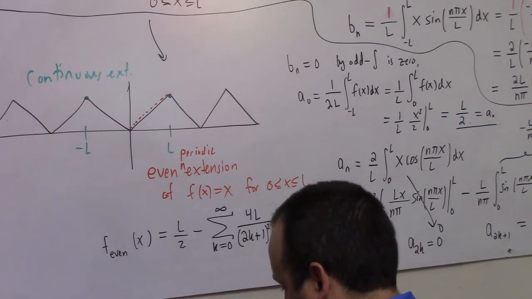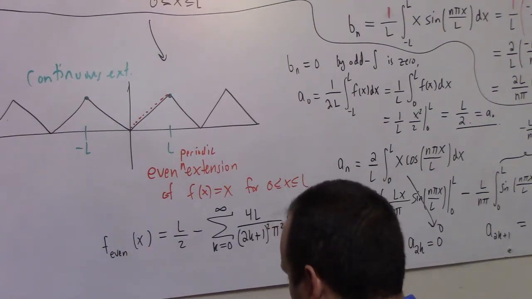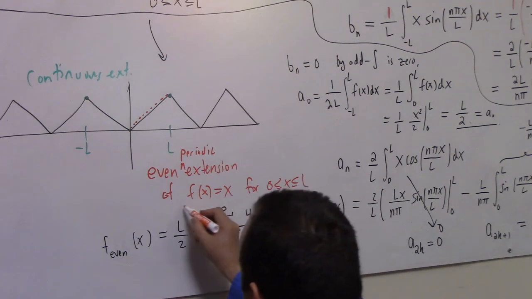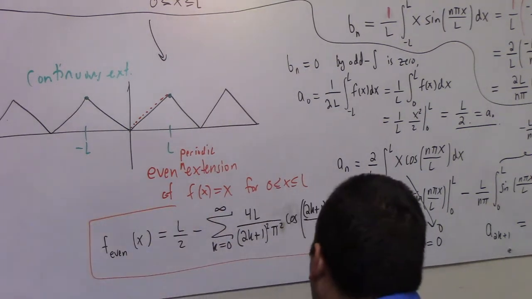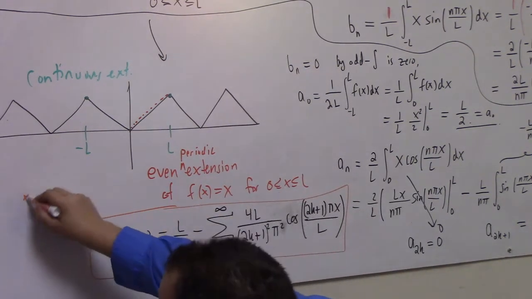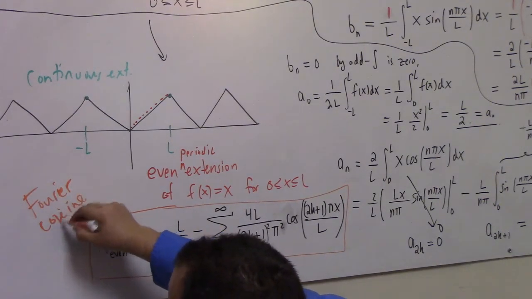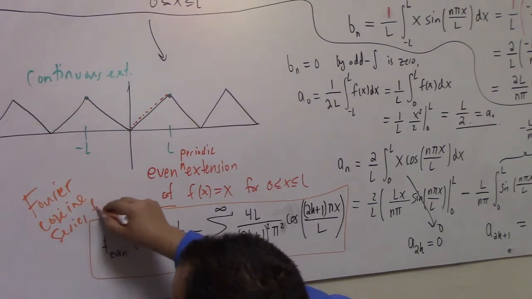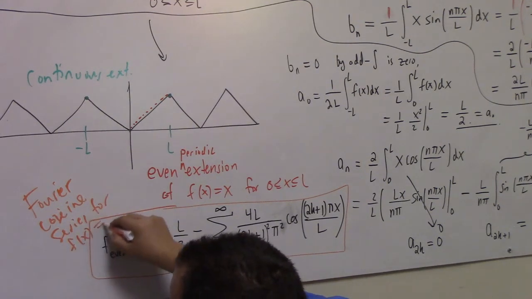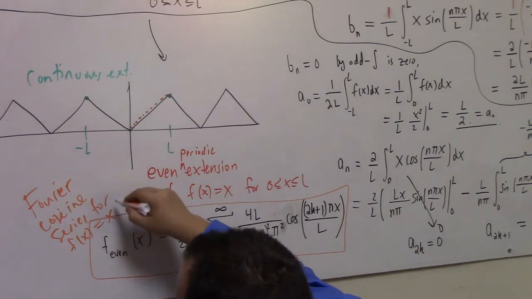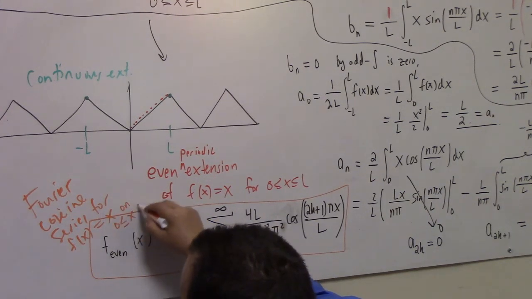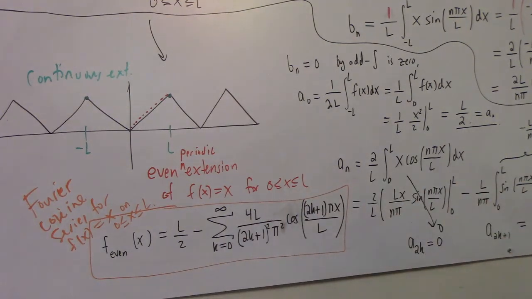And that, my friends, is the Fourier series, the Fourier cosine series as it's known. This is the Fourier cosine series for f of x equals x on 0 less than or equal to x less than or equal to L. As you can see, these are quite different series, right?